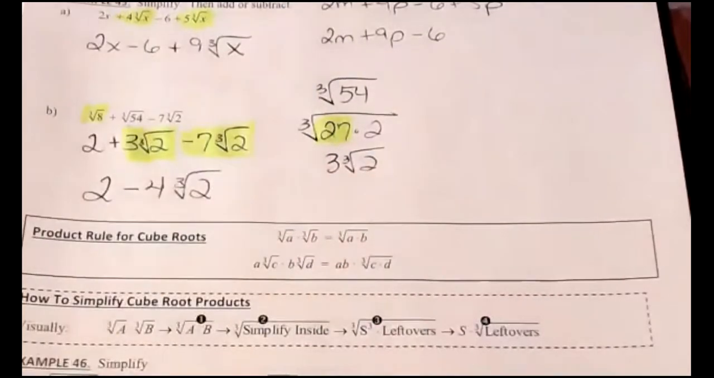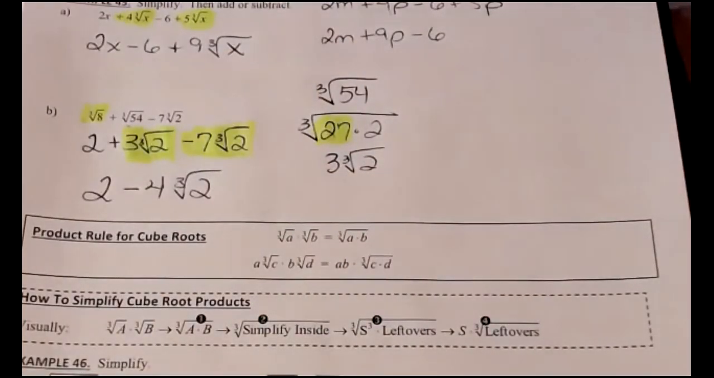Yes, perfect. It's kind of a tongue twister, isn't it? So 2 minus 4 cube root of 2, done, perfect. Because 3 minus 7 is -4. And that's it. Finito, you're done. You don't go further than that. That's literally it. Very, very cool.